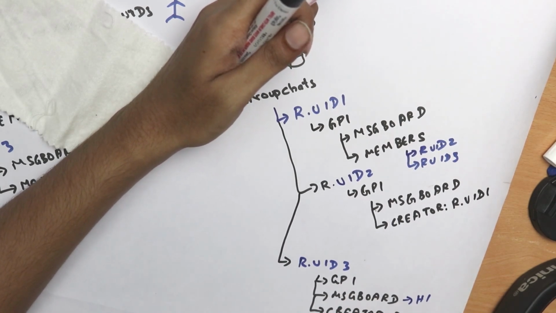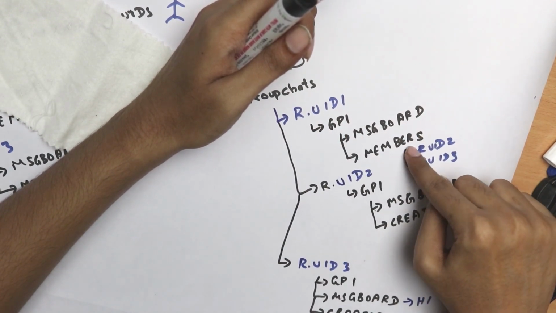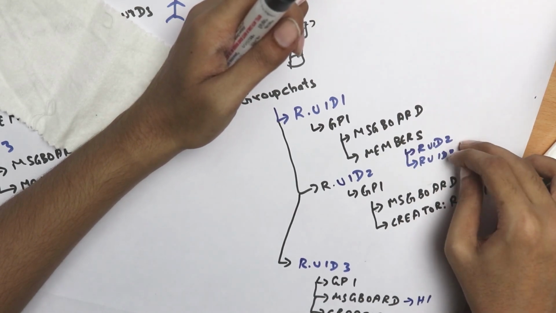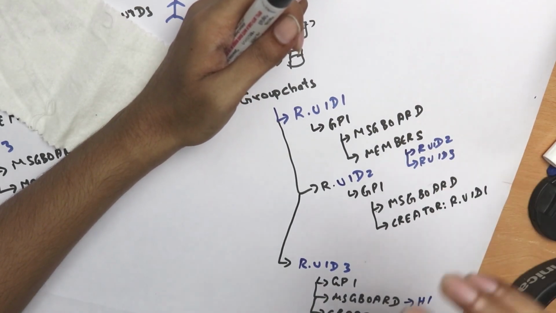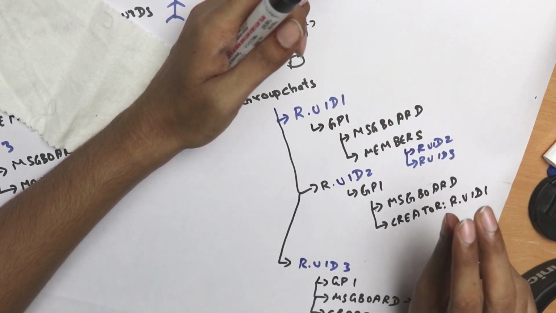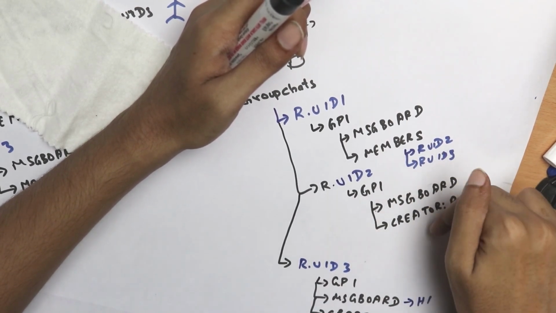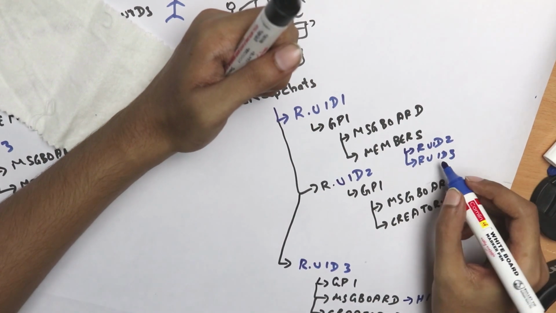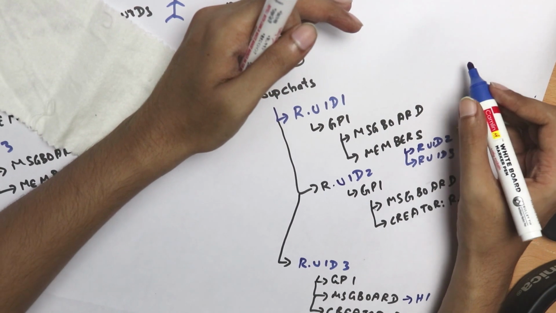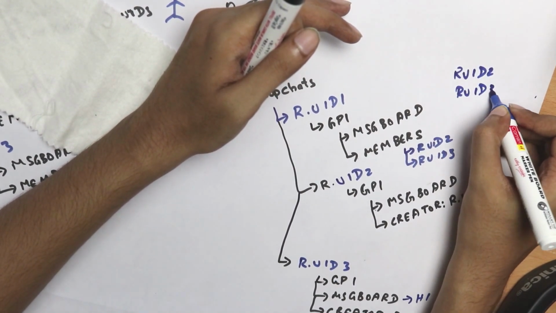From here it will get the RUID1, and then inside this it will travel to this group name, get the list of members from this particular group, and iterate through each and every member. First it will splice out its own UID. This RUID3 will be spliced out, and the remaining members in the list it will iterate through and then push the message to all the others. Say for example, it gets the list as RUID2, RUID3. How will it get this list?